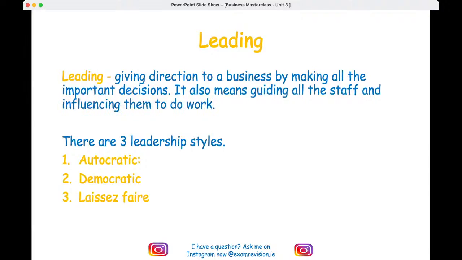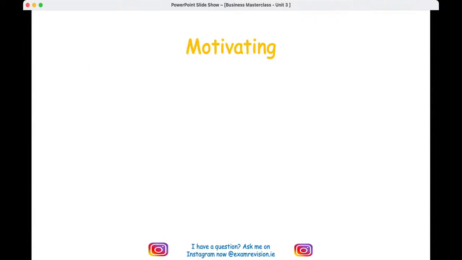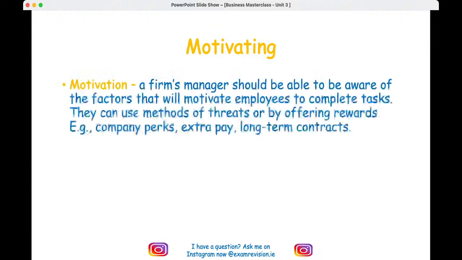Motivating, okay, so motivating, this is when a manager is aware of ways to motivate employees to complete tasks. And there's different ways you can motivate staff. You could threaten them, or you could offer them rewards. And there's different types of rewards you can give them. You can give them monetary rewards and non-monetary rewards.